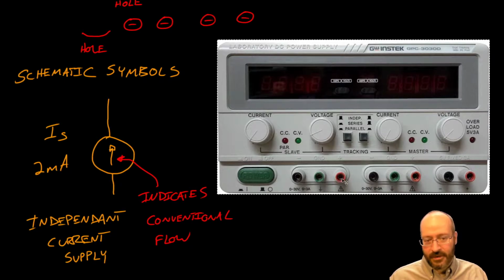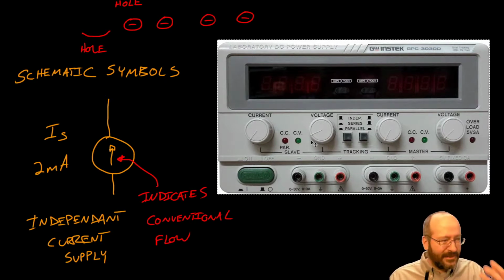So conventional current is going to flow out of the red and into the black, and then we can set these knobs, and if we set them correctly, we end up with a current supply. So I could set this to be a regulated 2 milliamp current supply by setting the current value here and then giving it more voltage than it needs. Okay, just enough voltage that it can push the amount of current it needs to.